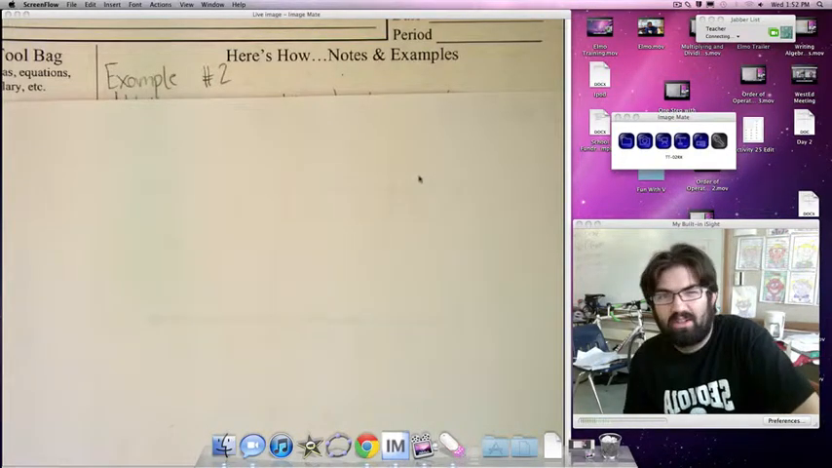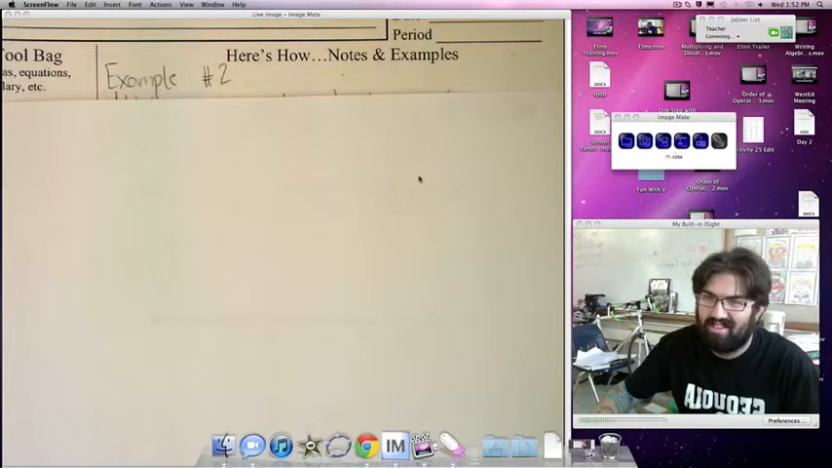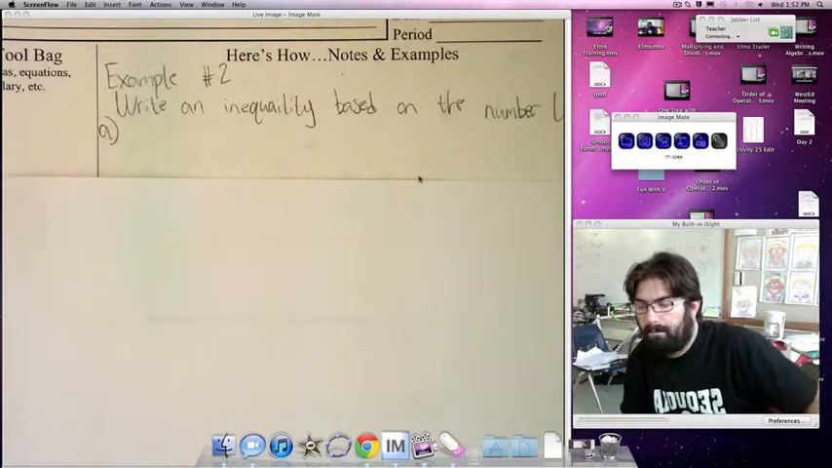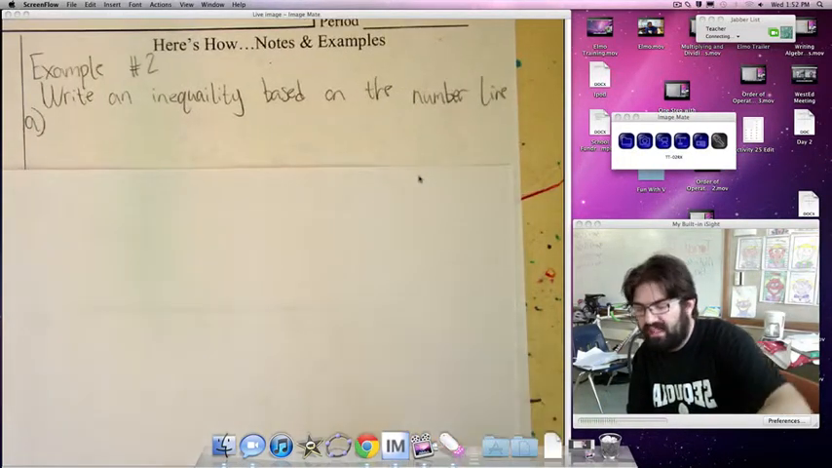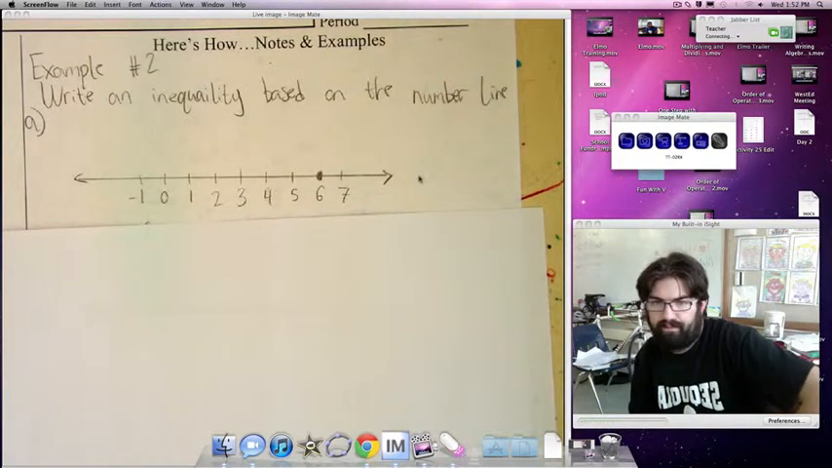Hi, remember how I said that there was only one example? I lied. There's actually two examples. I forgot where the other paper was. This is example number 2. It's real quick. Write an inequality based on the number line. So if I give you a number line, what inequality would you write?